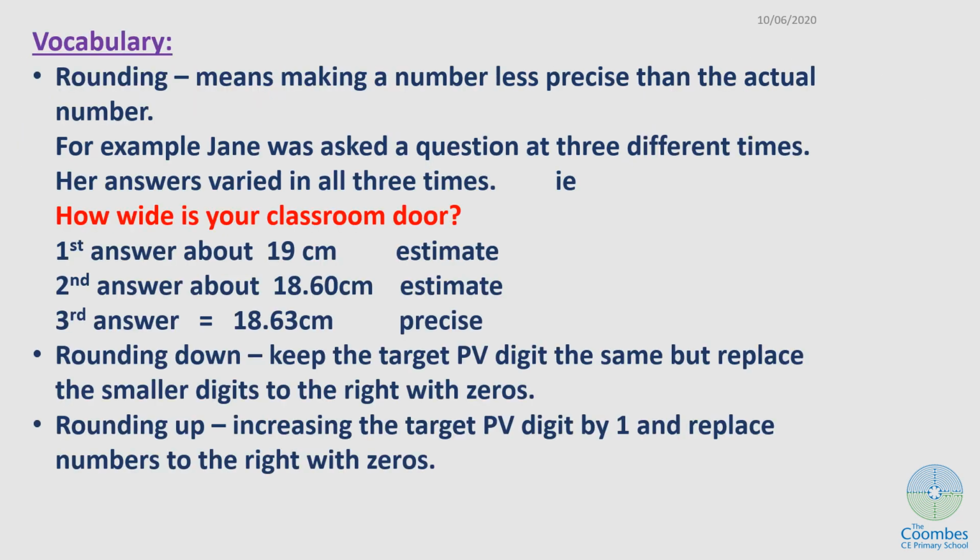There are a few vocabulary words I want you to take note of. First is the word rounding. It just means making a number less precise than the actual number. For example, Jane was asked a question 3 different times. Her answers varied in all 3. The question was, how wide is your classroom door?